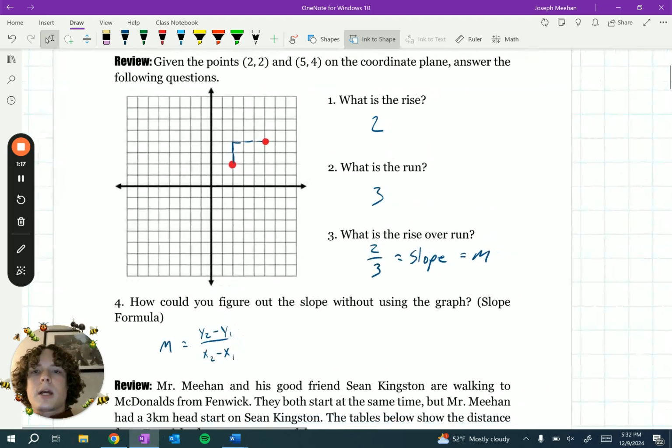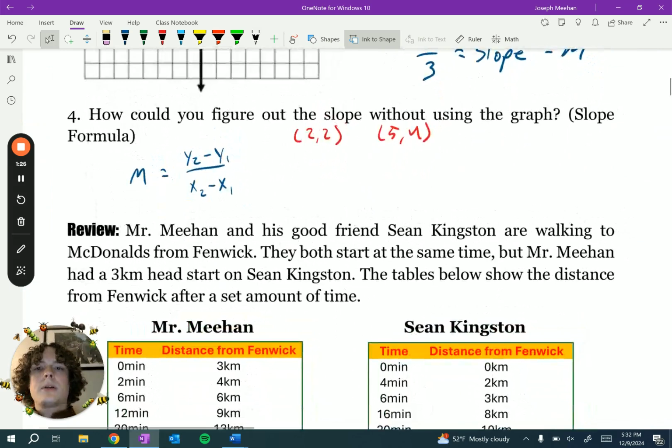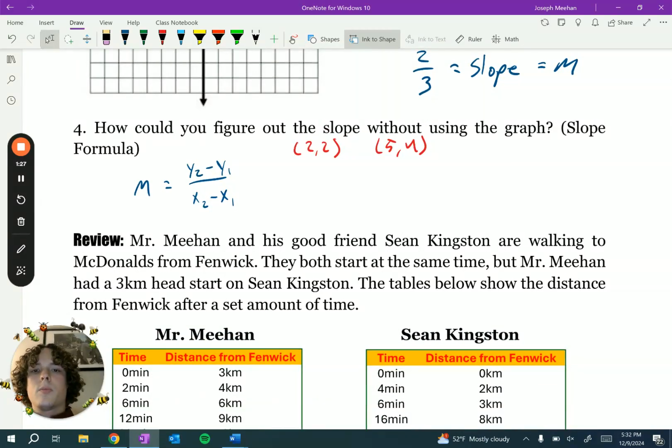So up here we have the points (2, 2) and (5, 4). Let's see if we can figure out the slope just using the slope formula. Let's say this is point 1 and this is point 2. Our slope is then going to be y2, so that's 4, minus y1, which is 2, over x2, which is 5, minus x1, which is 2.